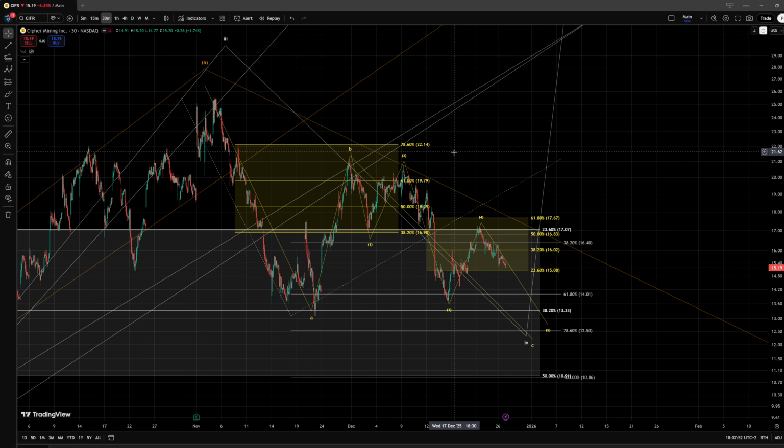Although I want to make it very clear, I'm not assuming that we are going to form another low. We are still within the area of support at this point, but we only have a 3-wave move to the upside. We don't have any signal that this structure should actually continue in an uptrend. So for now, we still need to be patient.